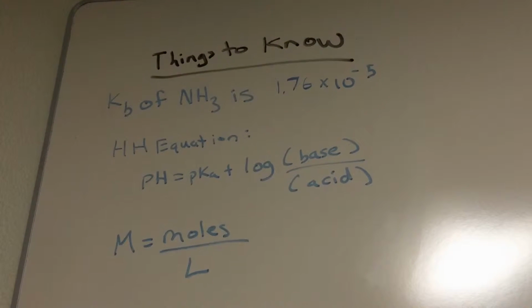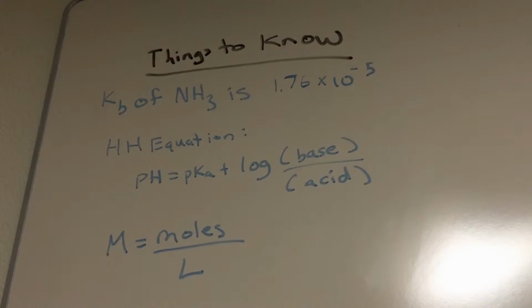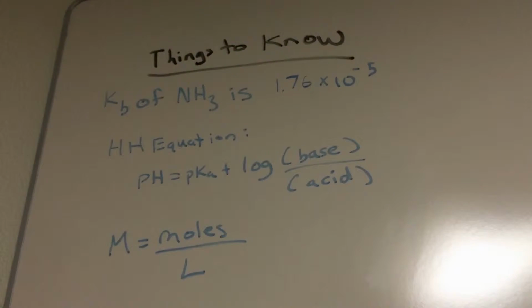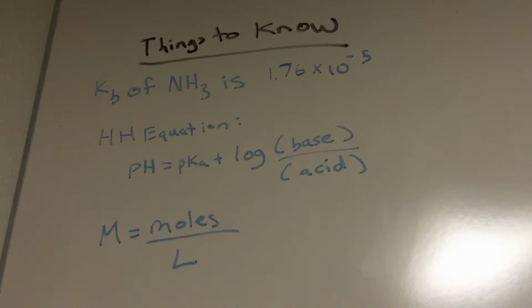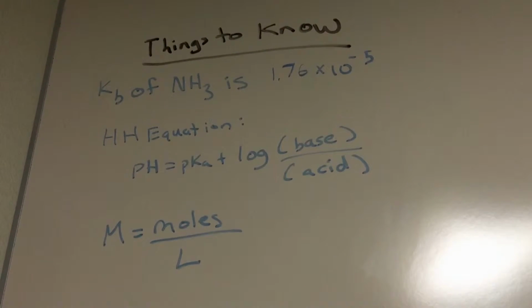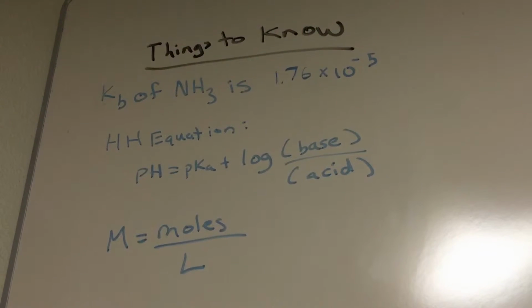To know before starting this problem is that the Kb of NH3 is 1.76 times 10 to the negative 5, and the Henderson-Hasselbalch equation is pH is equal to pKa plus log base over acid. And just some basic things such as molarity is equal to moles over liters.